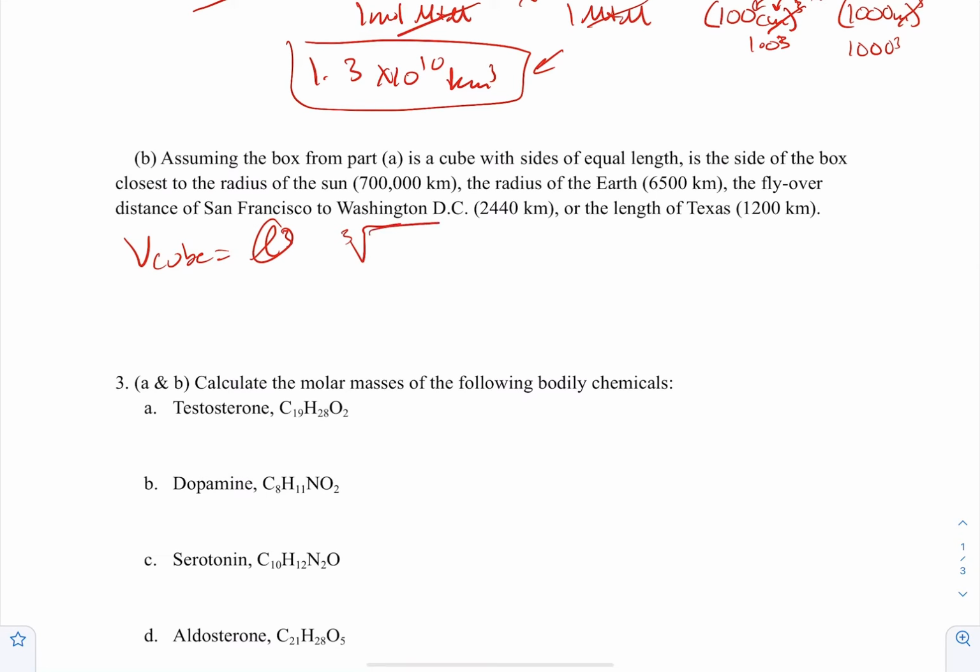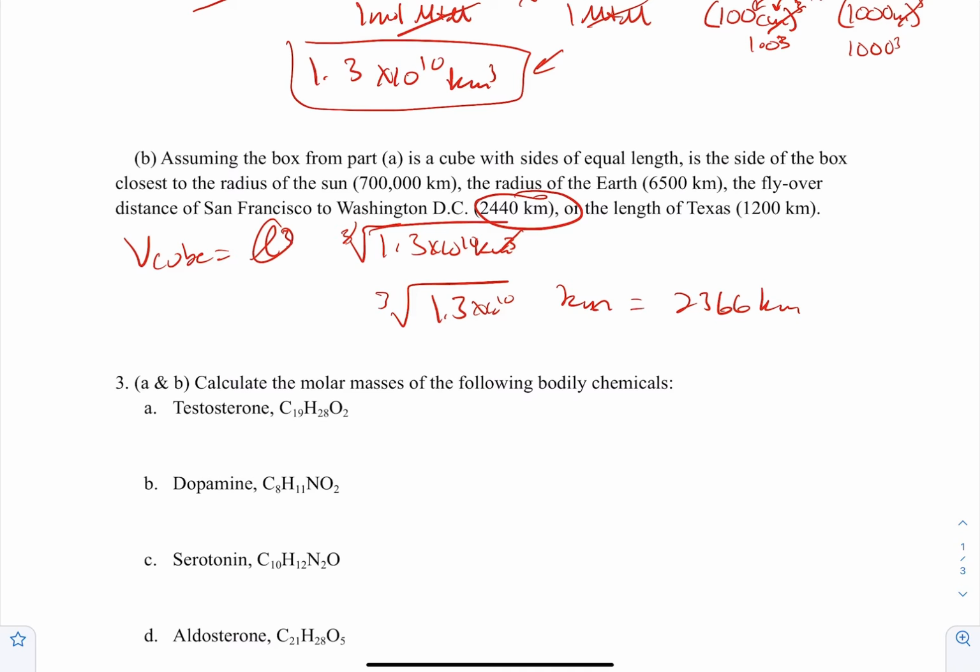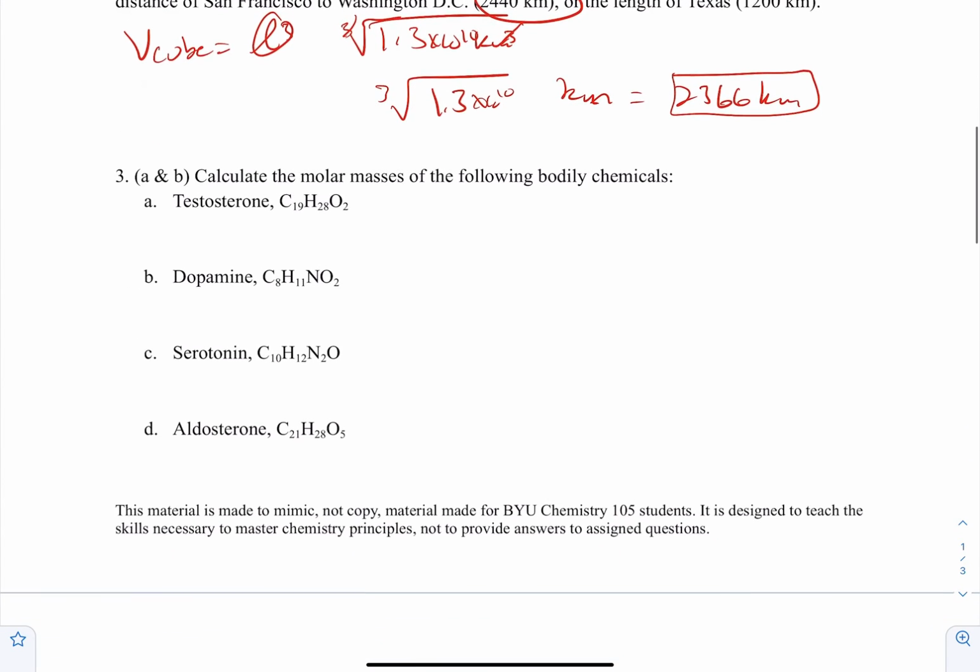We take the number that we have, 1.3 times 10 to the 10th kilometers cubed. That'll bring my kilometers cubed down to kilometers, and then I take the cube root of 1.3 times 10 to the 10th, and that'll be in kilometers. If you do that math right, you get around 2,366 kilometers, which is closest to the distance from San Francisco to DC. All right. Now on to number 3.